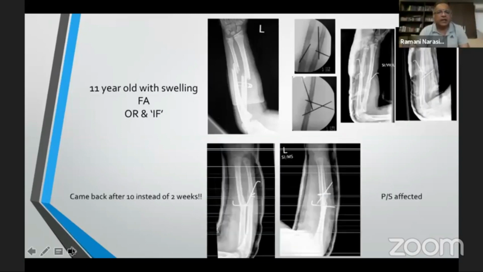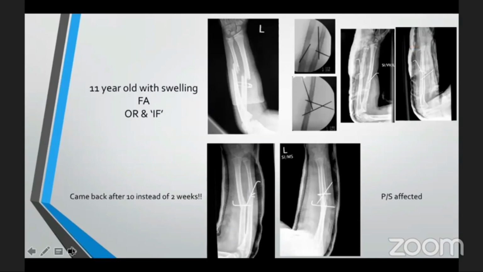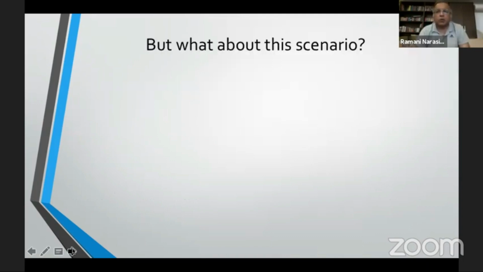Finally, the kid came back after 2 weeks, and the pronation was limited. So you need to be very careful when you are trying these things. Sometimes these pins can act like a very rigid structure if they are continued for a very long time.